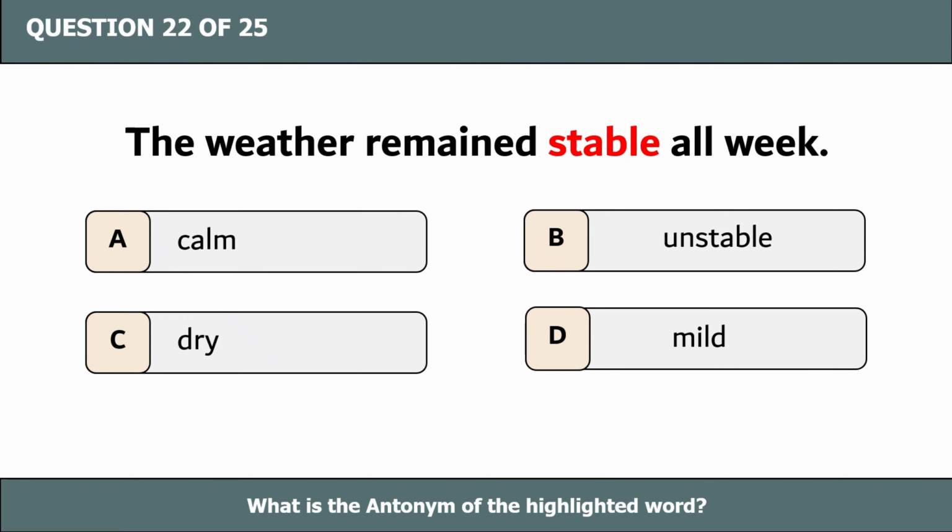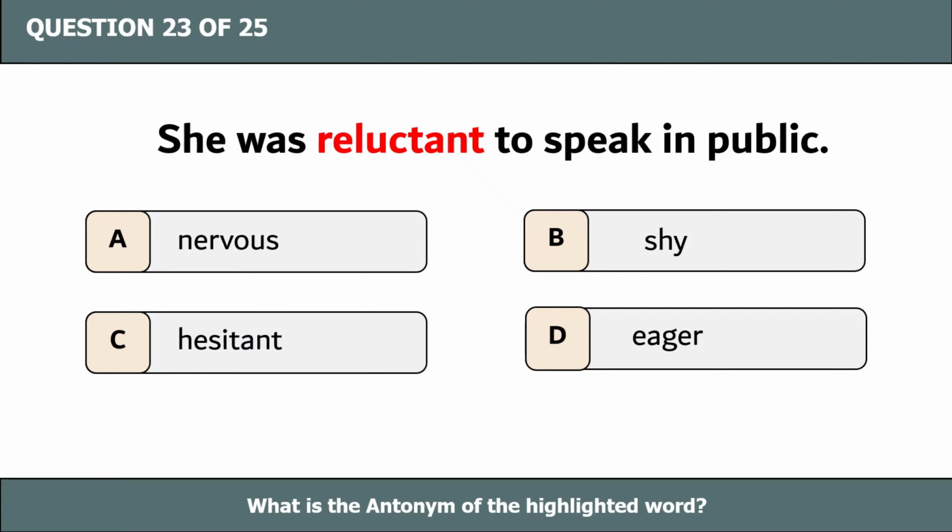Question 22. The weather remained stable all week. The correct option is B. Unstable. Question 23. She was reluctant to speak in public. The correct option is D. Eager.